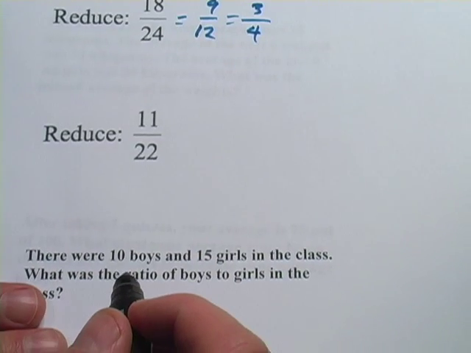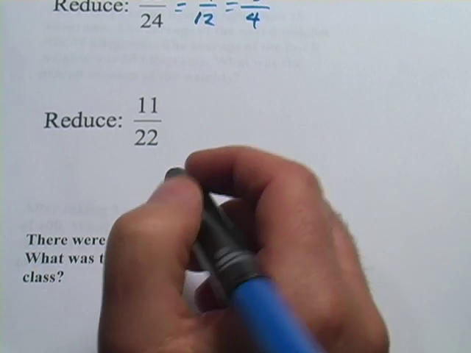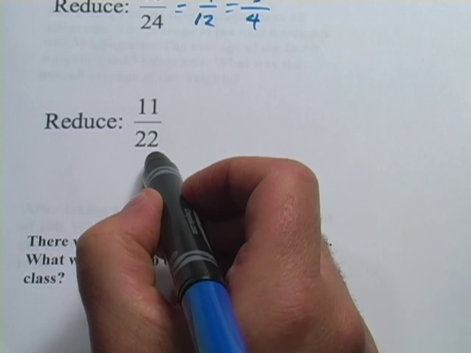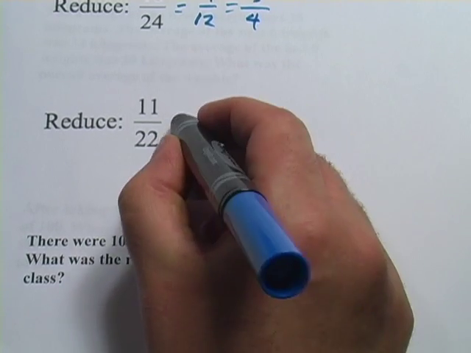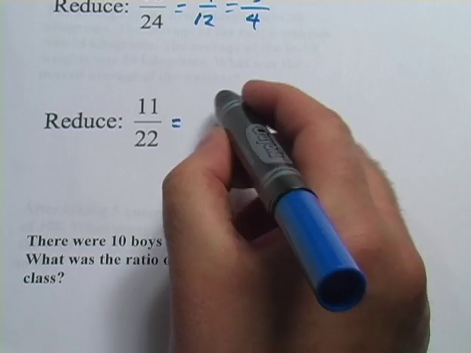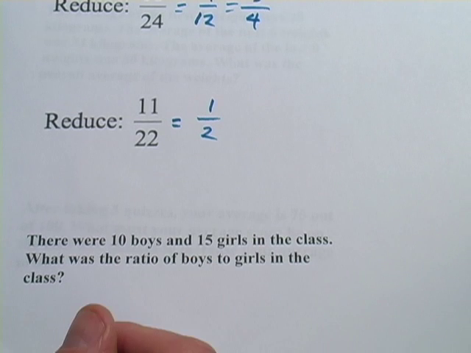Let's try one more. This one is 11/22, which looks a little tricky until I realize that 22 is 2 times 11. So if I divide the top and the bottom by the same thing, by 11, I get 11 divided by 11, which is 1, and 22 divided by 11, which is 2, and it's 1/2.